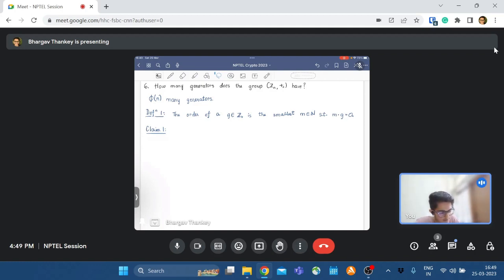And oh wait, it's not zero, it's zero mod n. Yeah, because all the operations are happening mod n, right? So m times g is zero mod n. Now here's the first claim.